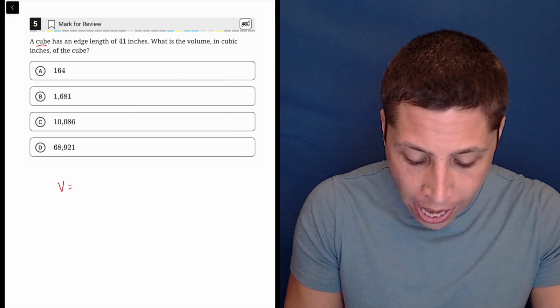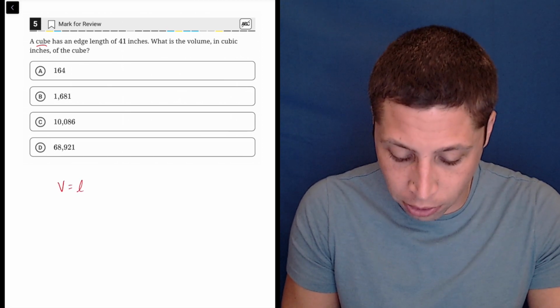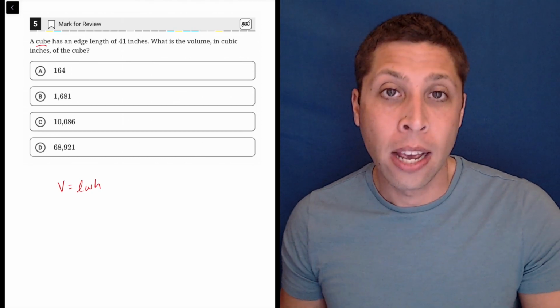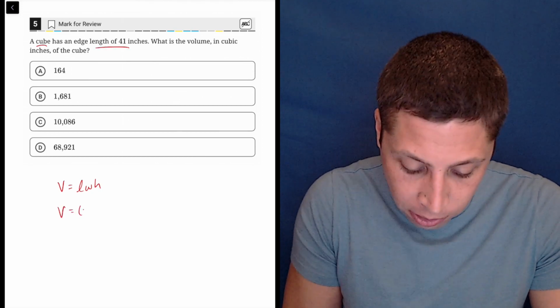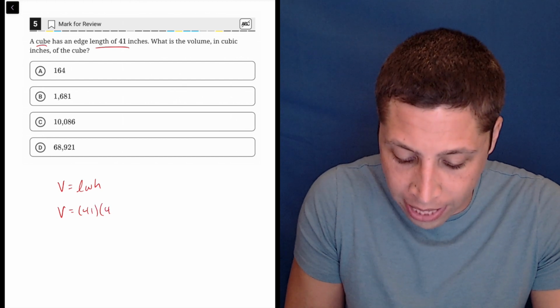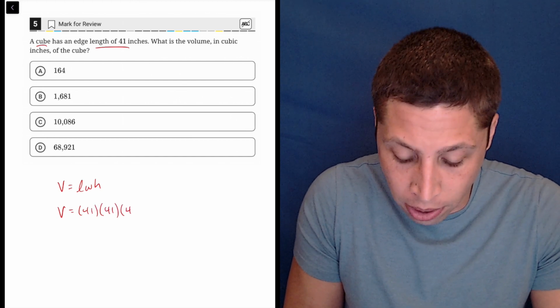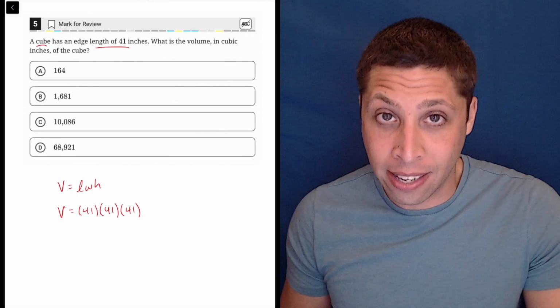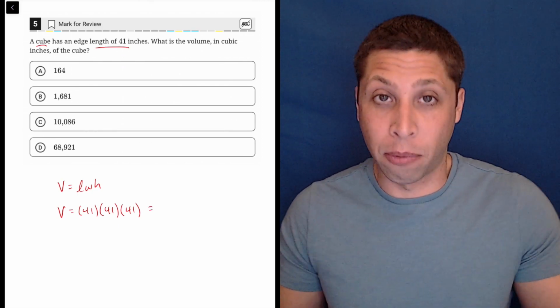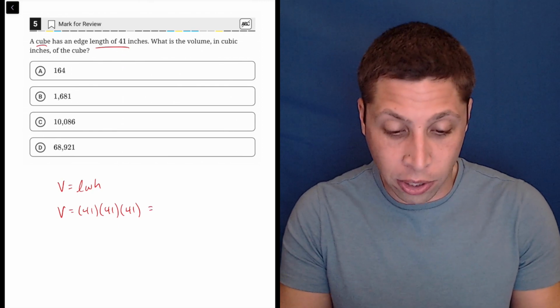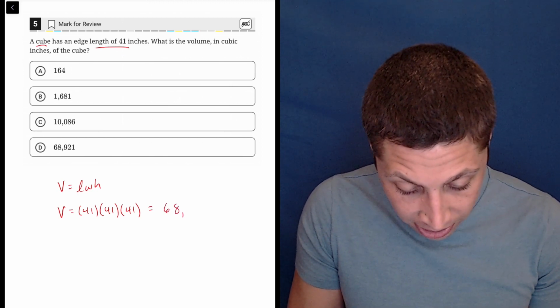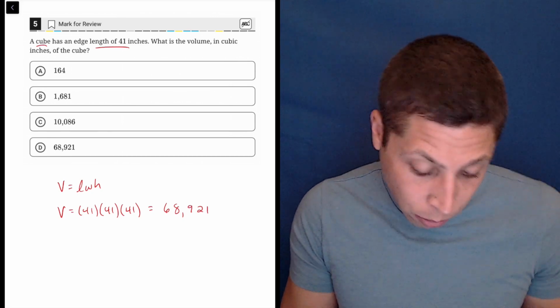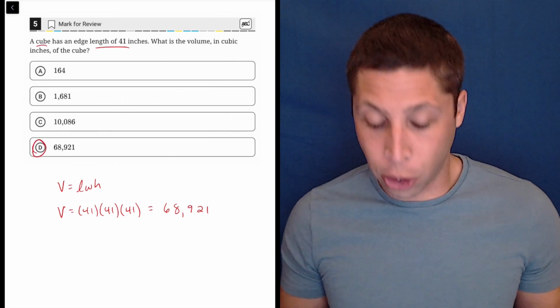So if you look at the formula, length times width times height, well, for a cube, they're all the same. So they tell us the length is 41, so we can just do 41 as the length, 41 as the width, 41 as the height. So it's just 41 times 41 times 41. I'm just going to do that right now on my normal calculator, and you get a crazy big number, 68,921, but that's an answer, so we're good.